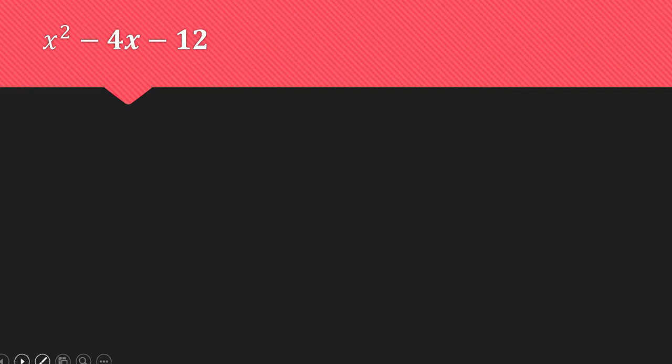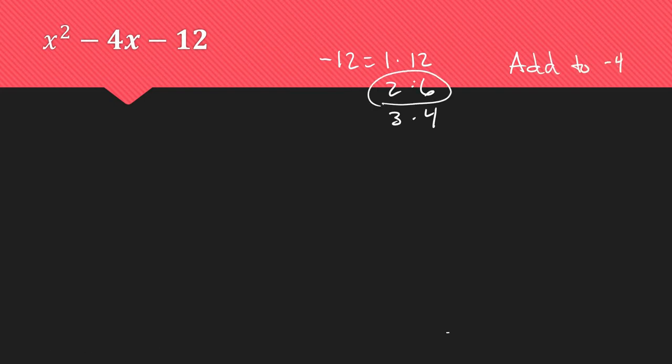Okay, now I've got two negatives. So this time again, factors of negative 12. Again, I'm going to start with 1 times 12, 2 times 6, 3 times 4. Since my product is negative, I need to find one plus and one minus that will add to negative 4. So I'm going to use 2 and negative 6. So my factors will be x plus 2, x minus 6.